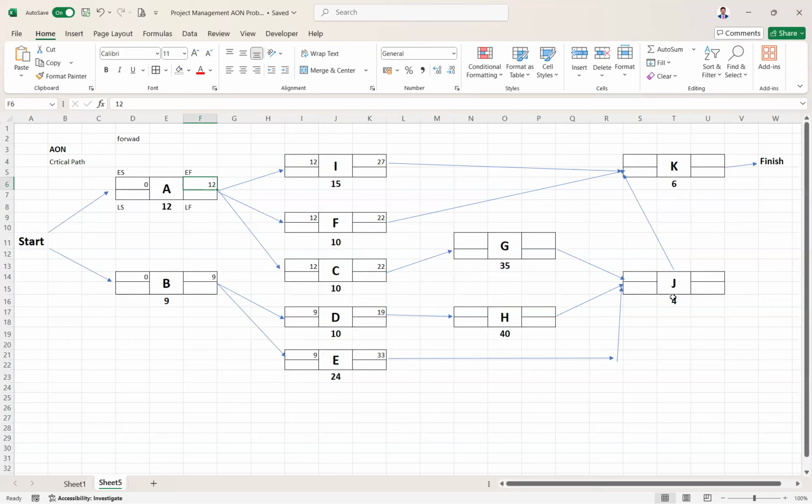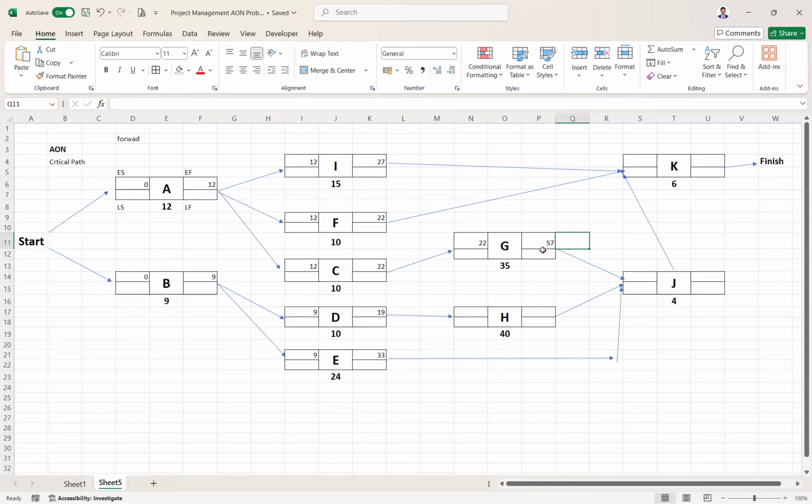So let it leave it like that. This is in between. So for G, G is the successor of C. C's early finish is 22, so G's early start is 22. And what will be the early finish for G? 22 plus 35, which is 57.